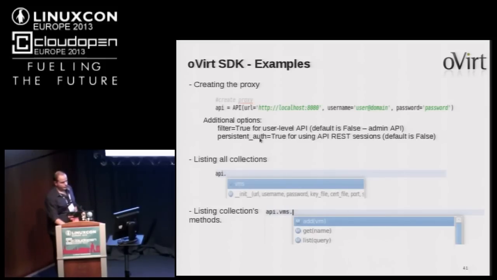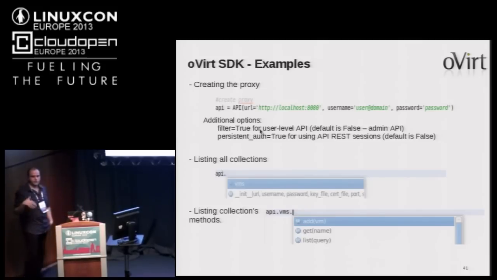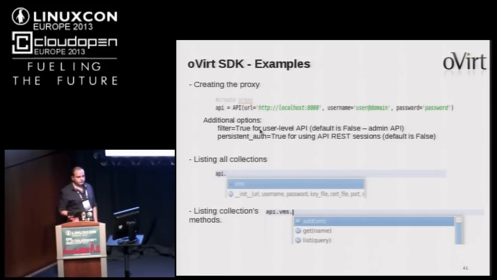There are two additional options. These are exactly the ones I described earlier. One of them is to have a filtered session, a user-level API. If you want, for example, to create your own user portal, you can use the SDK with the filter option, so you will only show the user objects it can use. And you can use persistent authentication in order to use the REST session.